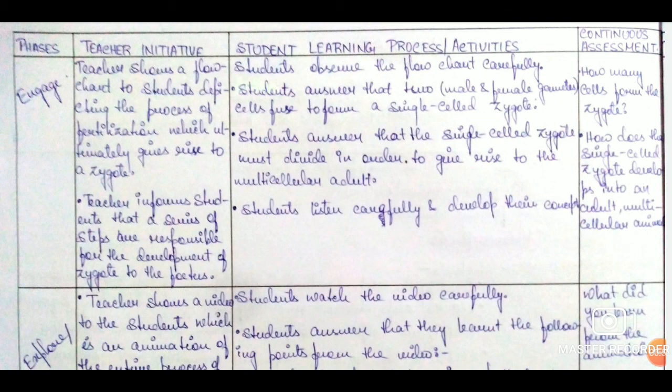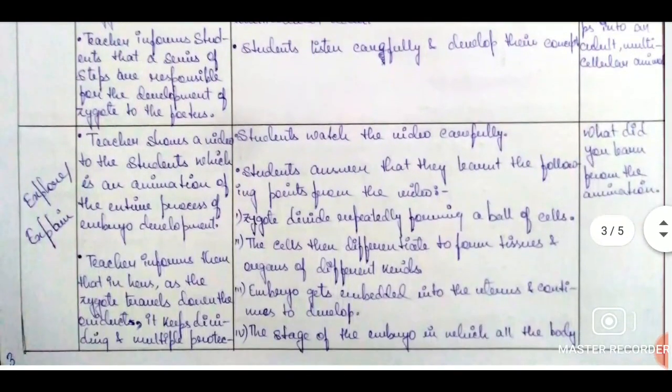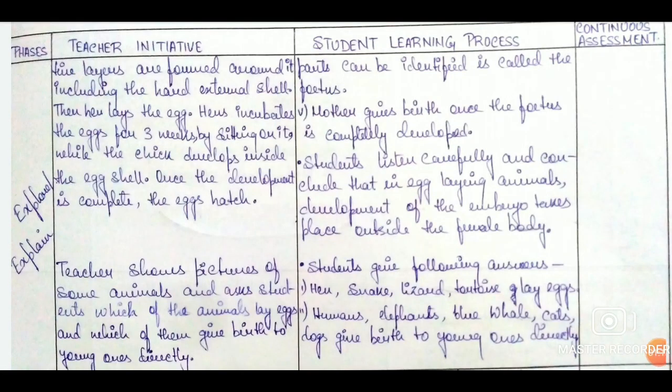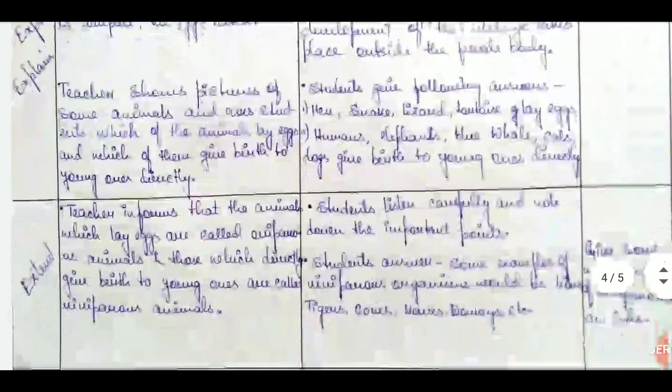Now we move on to draw a table, and we start with engage. Since this is a 5E lesson plan, so there will be 5 phases. After engage, we move on to explore. Explore and explain continues in the next page as well. And then we have extend.